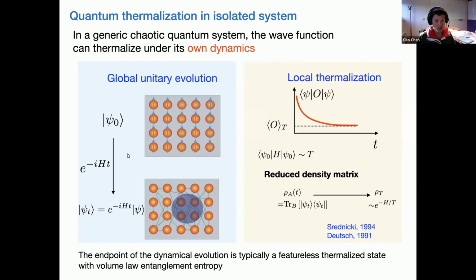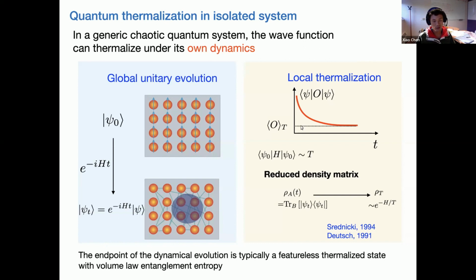We know that after some time evolution, the system will be highly entangled due to the interaction and the chaotic property of the system. So the endpoint of the dynamics is typically a featureless thermalized state with a volume law entanglement entropy. This is called quantum thermalization, or the eigenstate thermalization hypothesis.